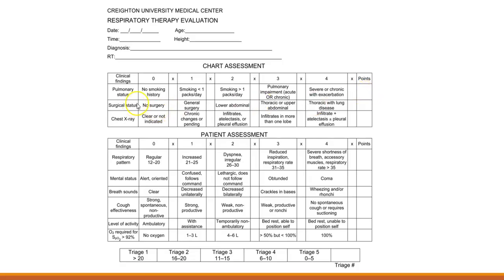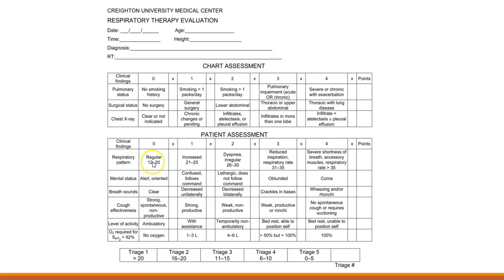Are they a surgery patient? Do they have a chest x-ray? It's either clear or not indicated. Chronic infiltrates, and those infiltrates getting worse. Then we're going to assess the patient.